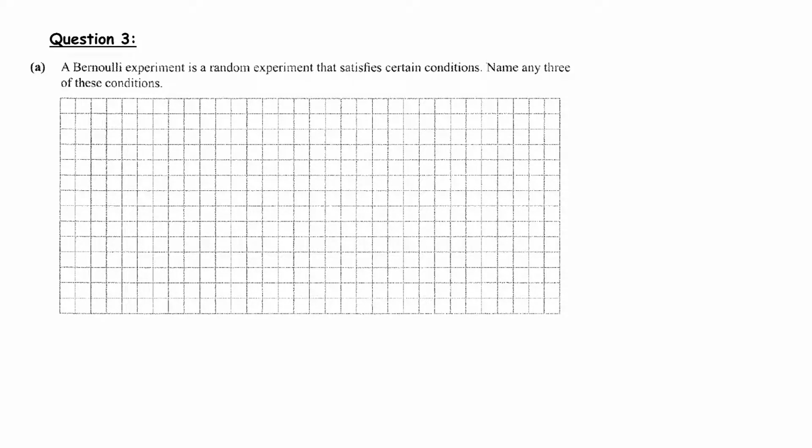So question 3, so now we're getting into the sample papers. Often the mocks can be quite tough, and some of the questions are a bit out there, but the sample paper is even more so. So the Bernoulli experiment is a random experiment that satisfies certain conditions. Name any 3 of these conditions. So there are 4 that we have, and they are as such. The first one is there are only 2 outcomes.